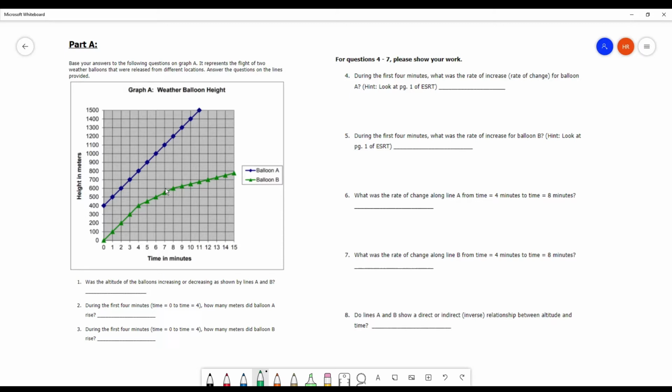Awesome, here's part A. So we're going to base our answers on the graph, which has the flight of 2 weather balloons that were released from different locations, and we have the height of those weather balloons after different amounts of time. So was the altitude of the balloons increasing or decreasing, shown by lines A and B? A is going to be the blue one, and B is the green one. Triangles and squares if you are color challenged. Okay, so was it increasing or decreasing? Well, over time, the height went up. That's going to be increasing.